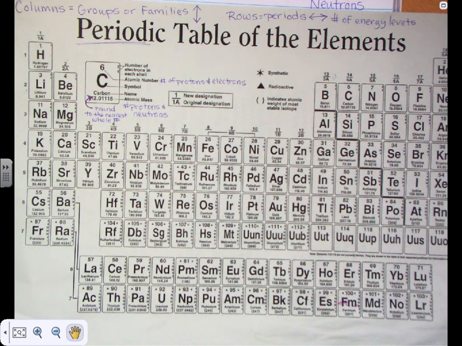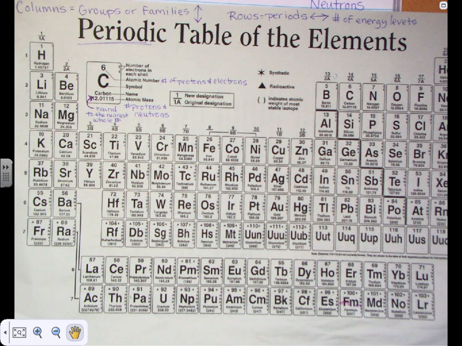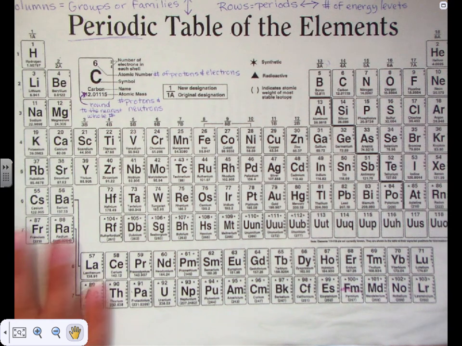How many energy levels does potassium have? Destiny. 4. Yes. Okay. How many energy levels does carbon have? Gavin. 2. Yes, because it's in the second period. Come on up. How many valence electrons does carbon have? Shelby. 4. Yes. Good. Do you guys understand the concept now?